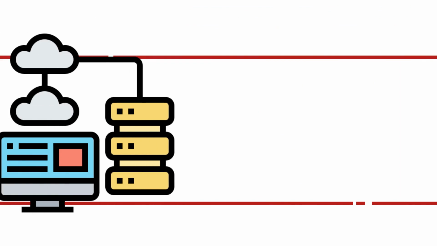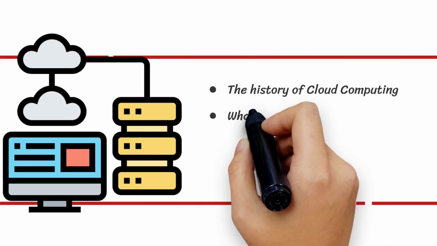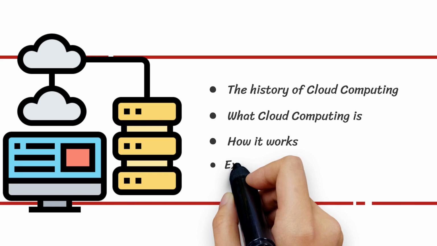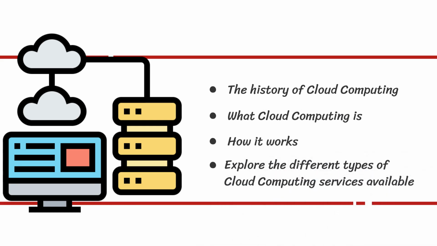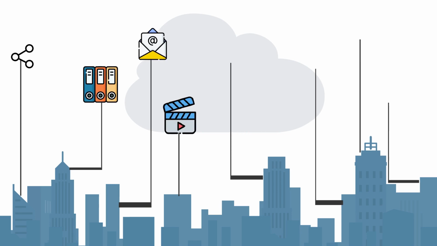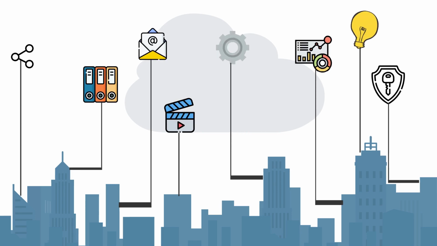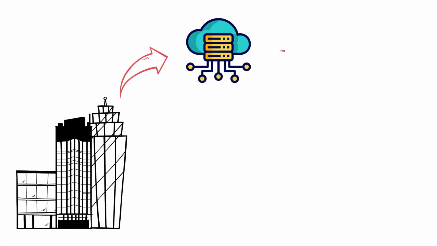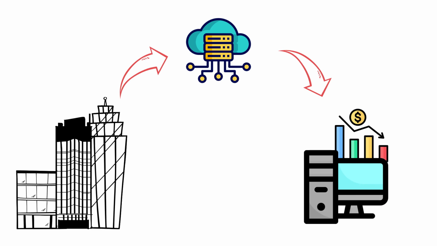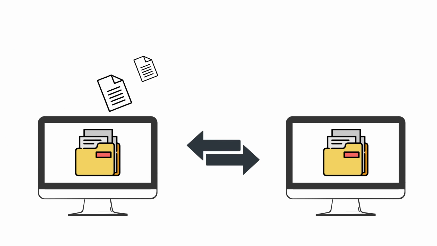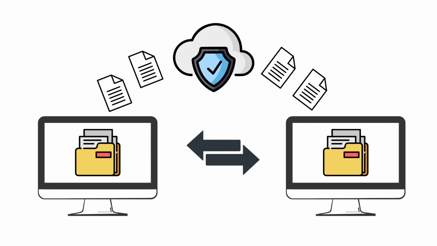In this video, we'll discuss the history of cloud computing, what cloud computing is, how it works, and explore the different types of cloud computing services available. Cloud computing has revolutionized the way businesses and individuals access and use computing resources. It has become a popular solution for companies to cut down on their costs, as they no longer need to maintain expensive hardware and software. Additionally, cloud computing has enabled organizations to collaborate and share data seamlessly and securely, no matter where their employees are located. Let's step into the history.